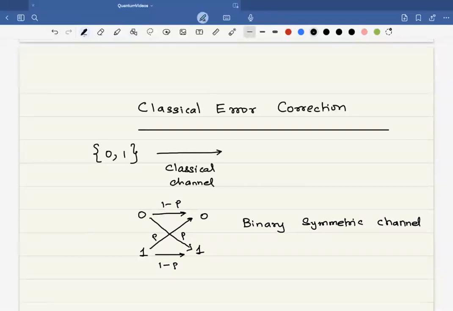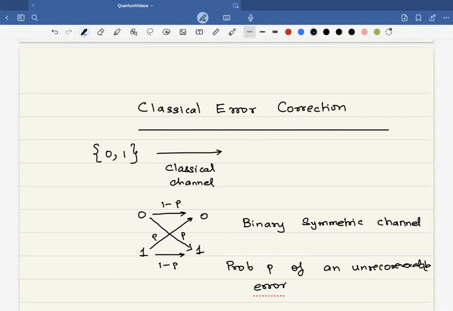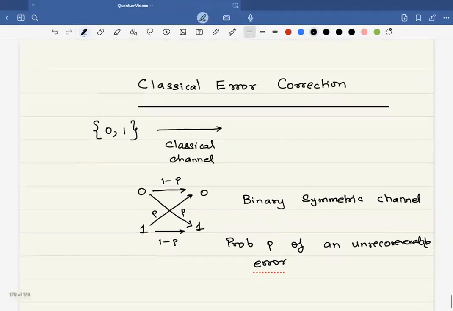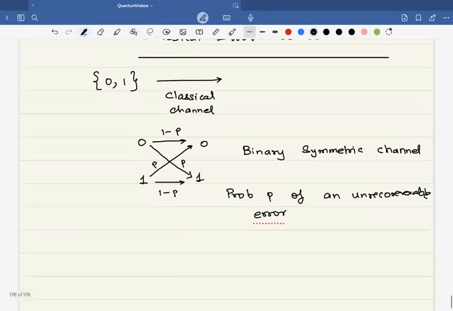Now, if we transmit information over this channel, then there is a probability P of an unrecoverable error. We would like to improve upon this and see if there is a possibility of recovering the information completely. The idea in classical error correction, and in general quantum error correction also, is to add some redundancy.